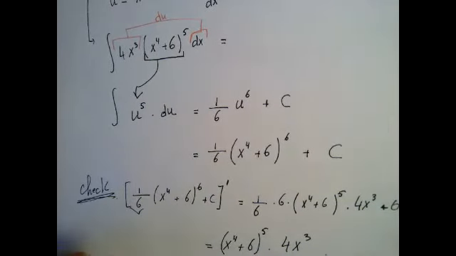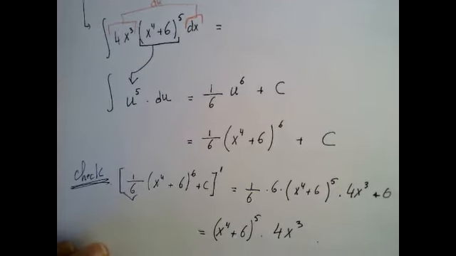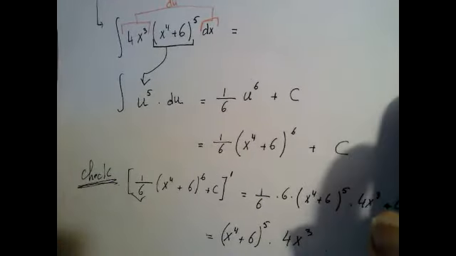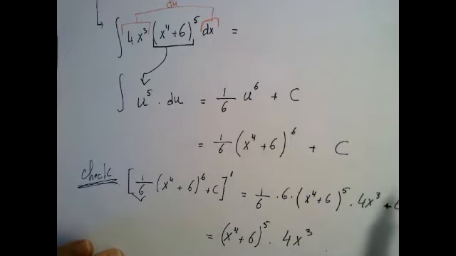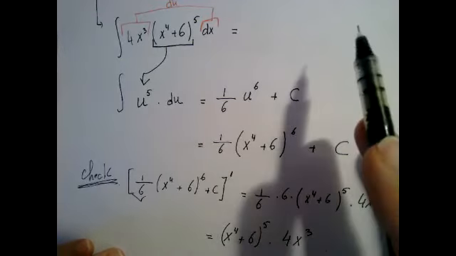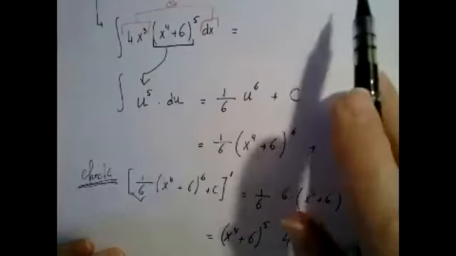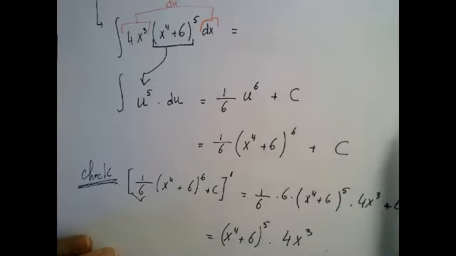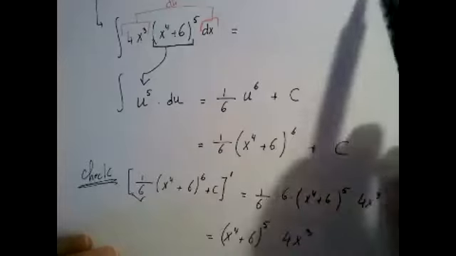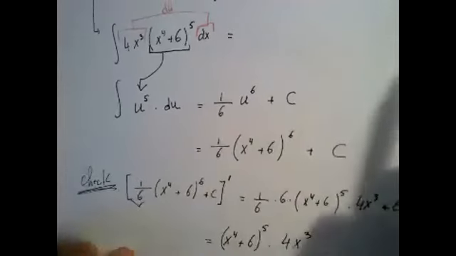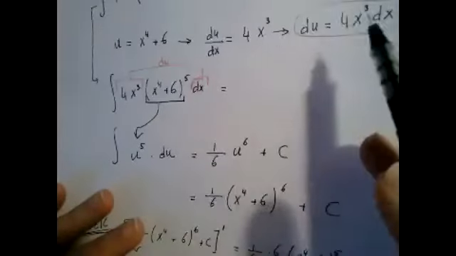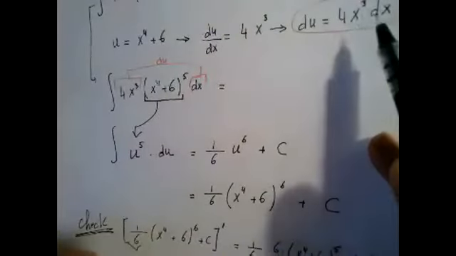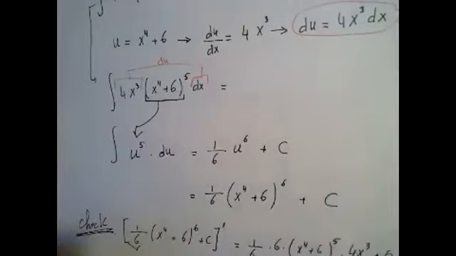Professor? Yes. Is it okay if you have it so dx equals du over 4x cubed? Eventually, you will get the same answer if you do it correctly, but I prefer it this way. That's my own preference. Otherwise, it's going to be confusing. But technically, it's correct. All right?